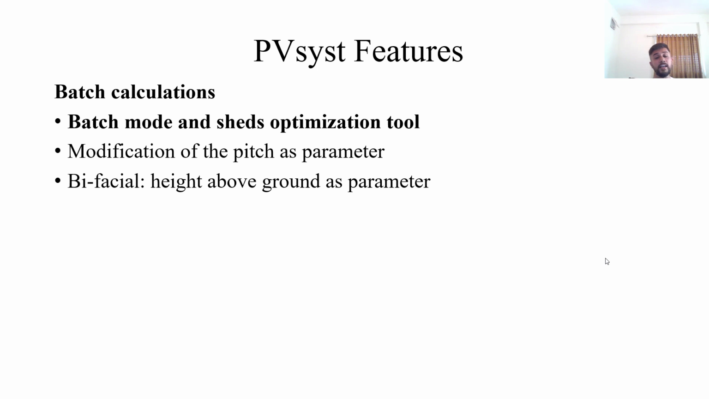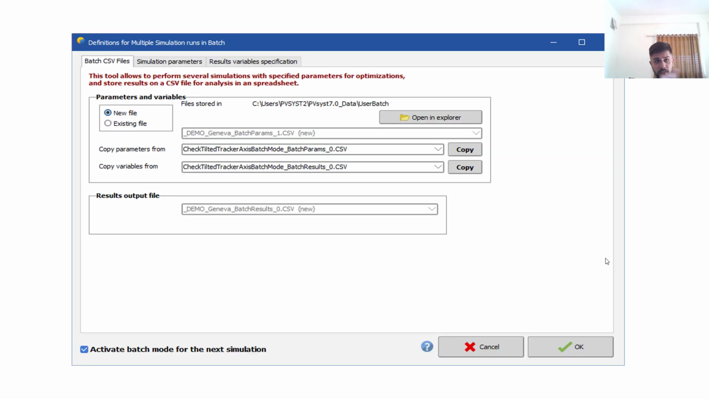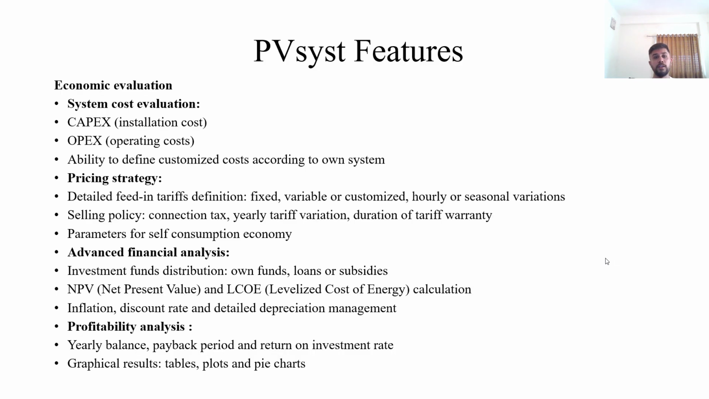Batch calculation can be done using this tool. So batch mode and shade optimization tool is available. You can implement modification of the pitch as a parameter and bifacial height above the ground as a parameter for better generation. So these are some parameters you can use for the simulation of a bifacial network as well.